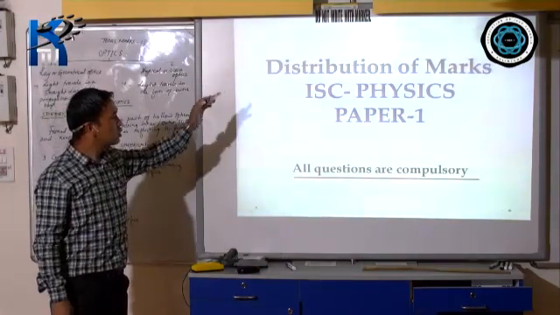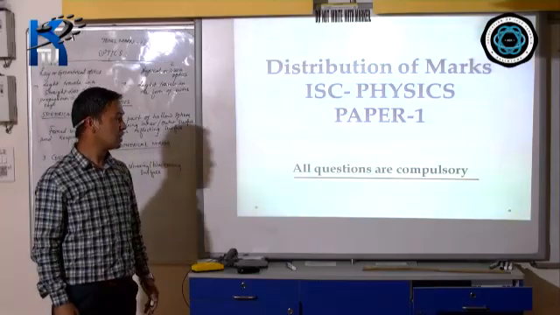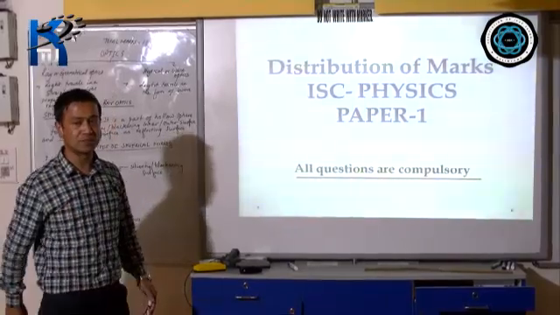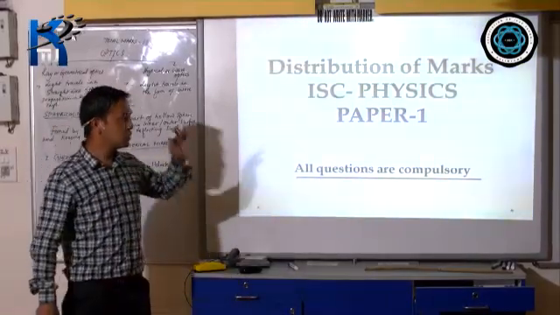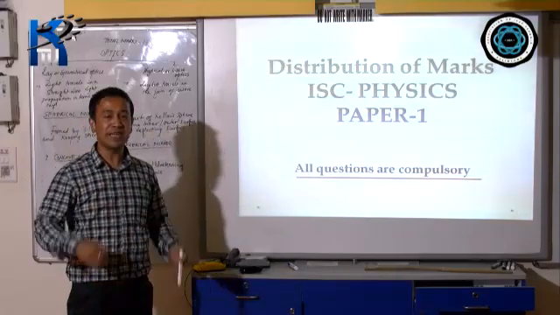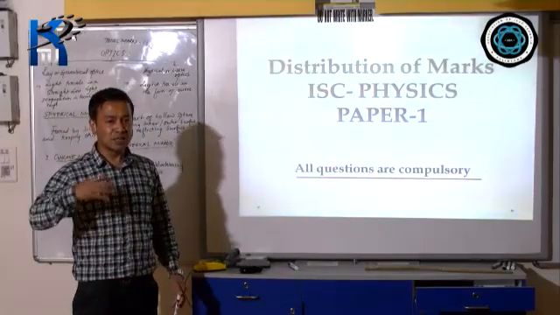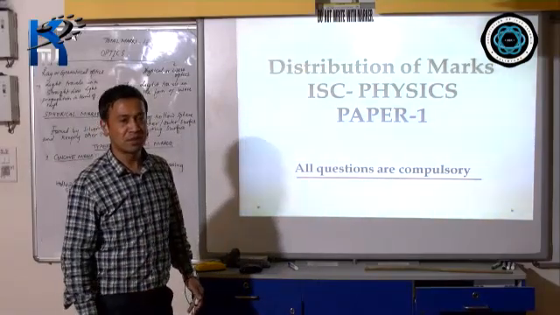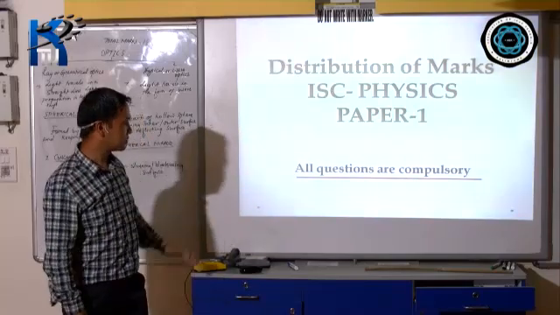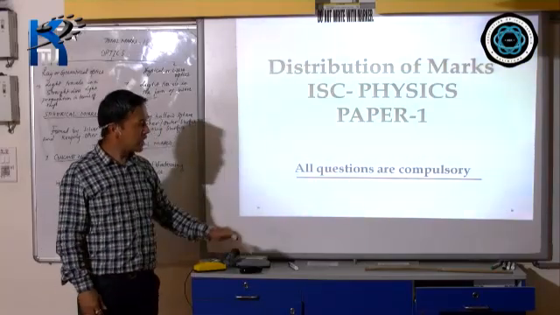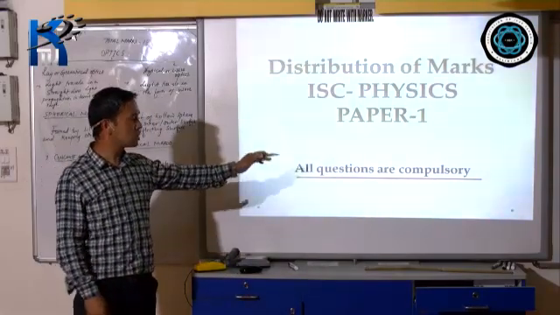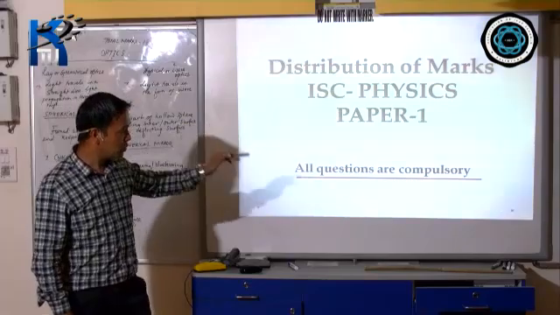Now let me go to the next very important part, the distribution of marks in paper 1, that is in physics. I told you just now that physics comprises 70 marks, but from the year 2018, the council has introduced a new pattern of questions. That means in ISC we will follow the new question pattern. There are a total of 22 questions, and you have to attempt all of them. That means all questions in the question paper are compulsory.